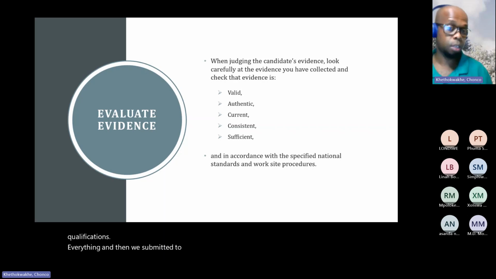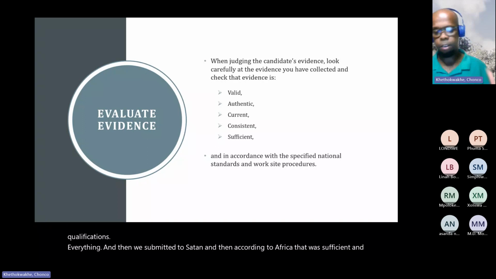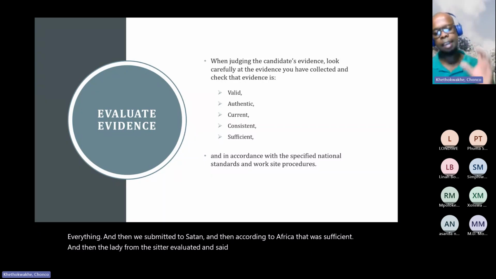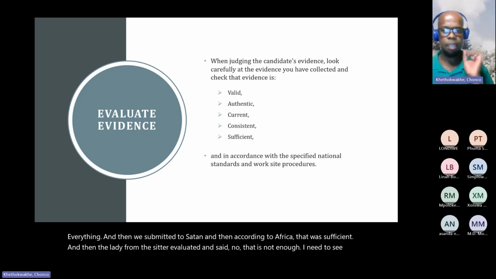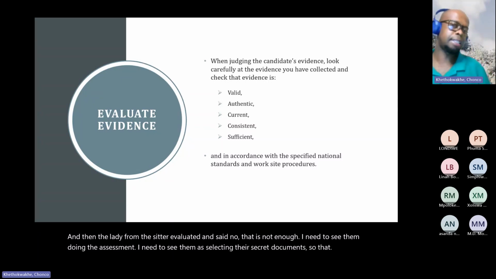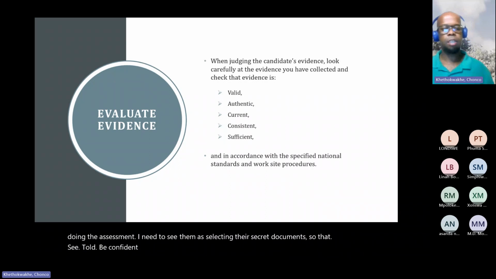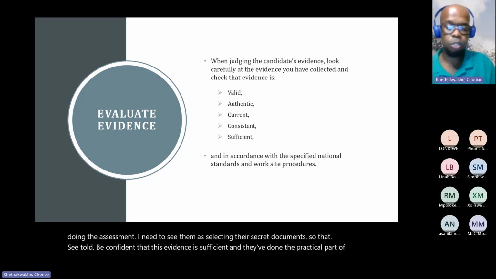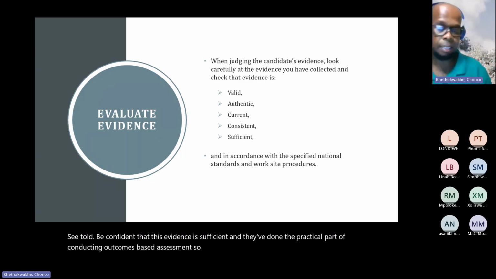And then according to us, we thought that was sufficient. And then the lady from the CETA evaluated and said, no, that is not enough. I need to see them doing the assessment. I need to see them selecting their documents so that CETA would be confident that this evidence is sufficient and they've done the practical part of conducting outcomes-based assessment. So that is the example of sufficiency of information.